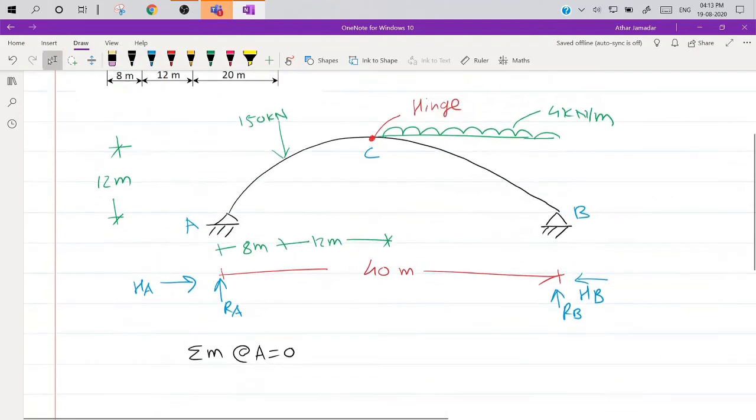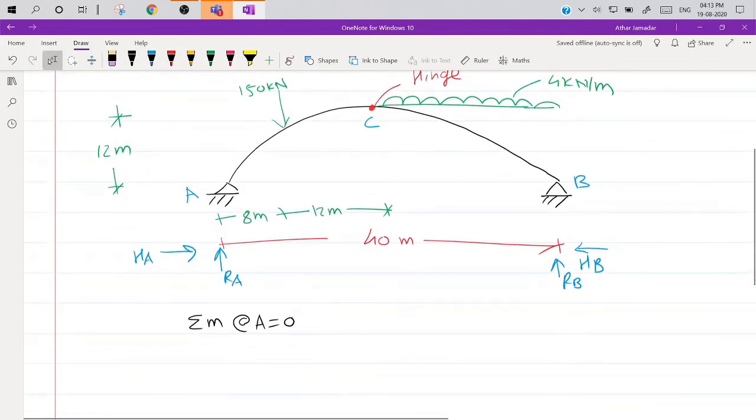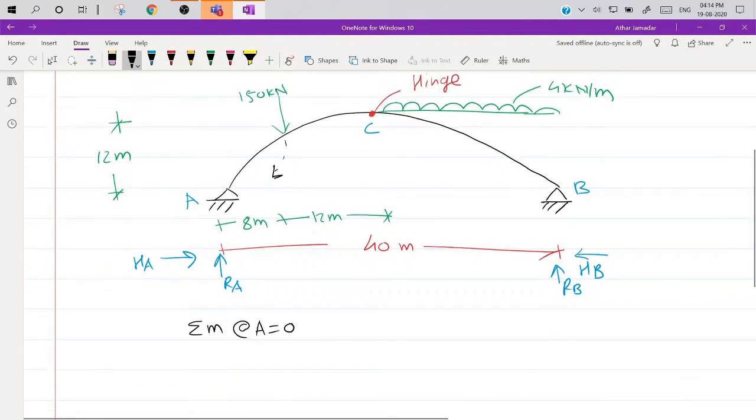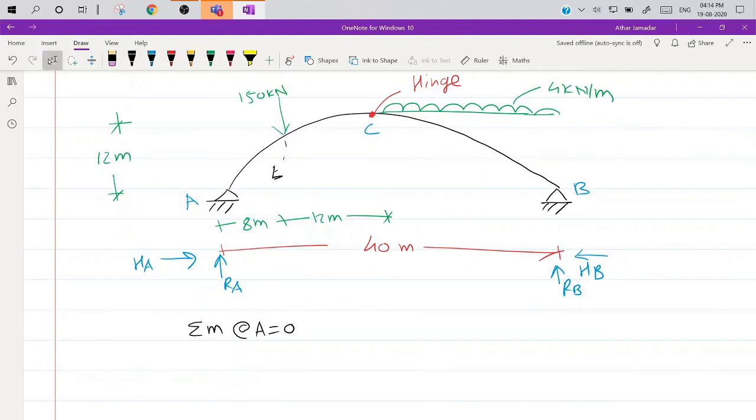If you write summation of moment about A is equal to 0, first there will be the moment of the 150 kilonewton load, which will act in clockwise direction. Next, there will be the moment of this 4 kilonewton per meter UDL. First of all, we have to convert this UDL into a point load. The total acting distance of this UDL is 20 meter, so the equivalent point load, 80 kilonewton, will act at the center of it, 20 divided by 2, that is 10 meter from support C in the horizontal direction.